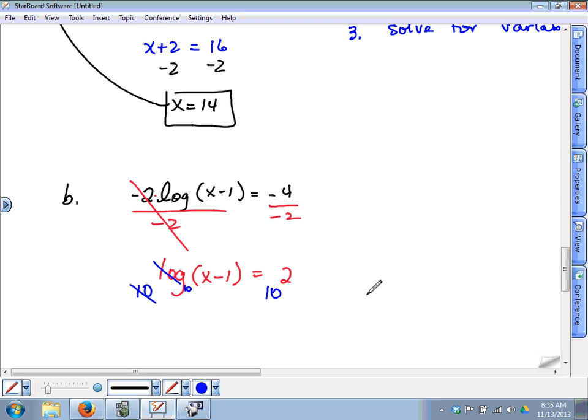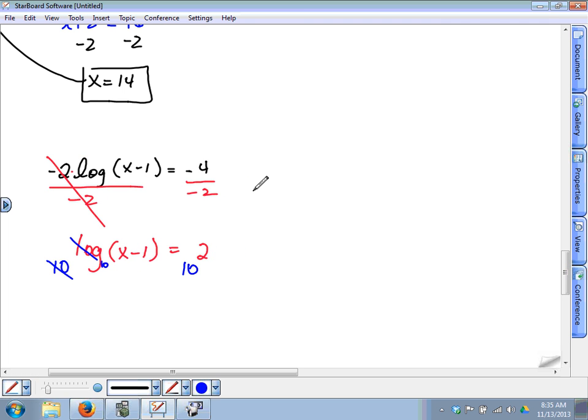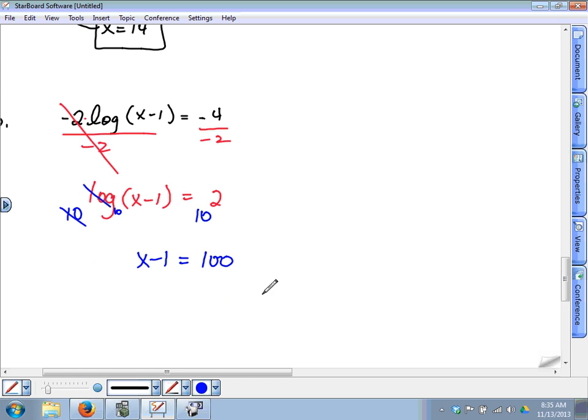And I still see this mistake every year, you guys. Take a look up here. Do these cancel each other out? No. This is a 10 and that's a log base 10, but it's not raised to the log. It has to be a base of 10 raised to a log base 10. Those cancel each other. I see that mistake all the time. Just be aware. So now we have x minus 1 all by itself. 10 squared is 100. Add 1 to both sides. x equals 101.